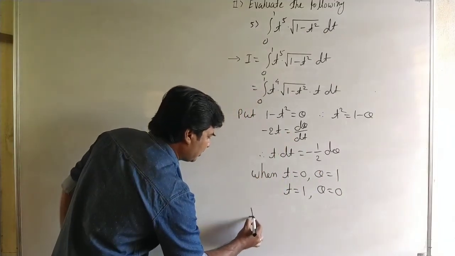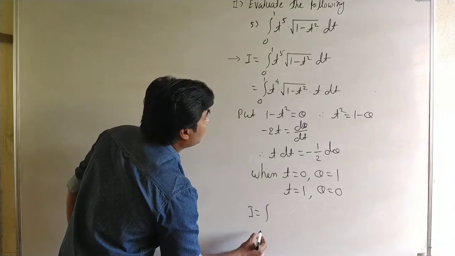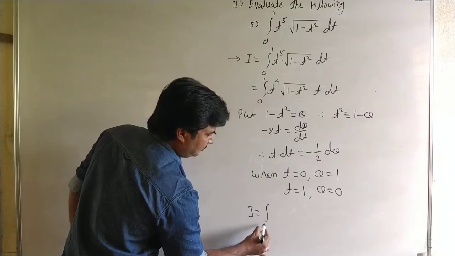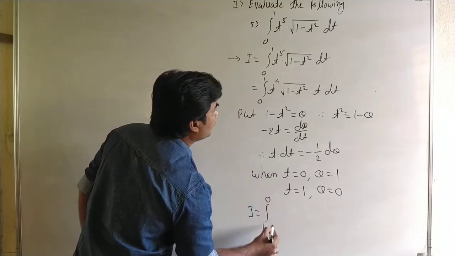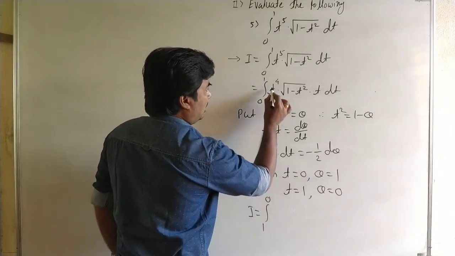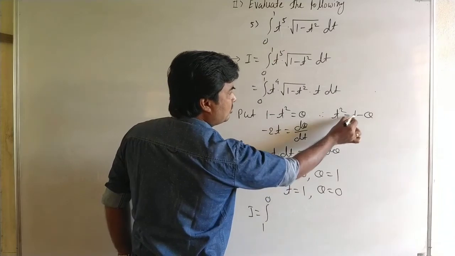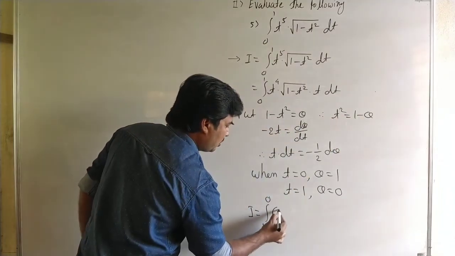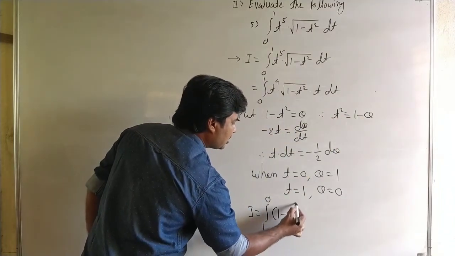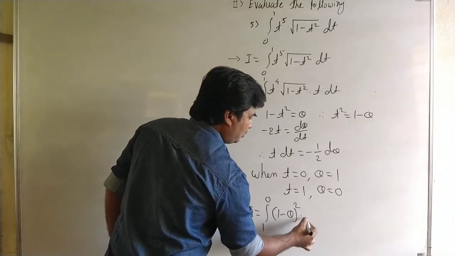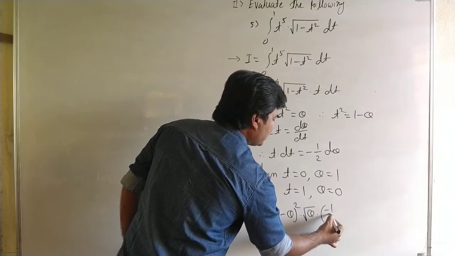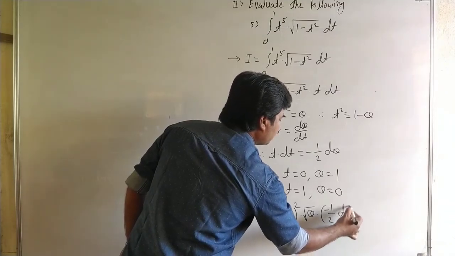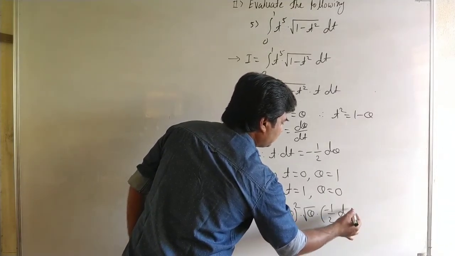And now our integral, here integral is 1 to 0 of t to the power 4. Here t square is equal to 1 minus theta, therefore it is 1 minus theta square into under root theta into minus 1 by 2 d theta. Sorry, it is d theta.